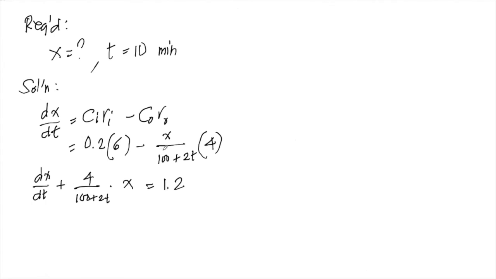Okay, now we have the equation in standard form. So ano yung ating p as a function of t? That is 4 over 100 plus 2t. And our q as a function of t is 1.2. Now we'll be solving for the integrating factor.